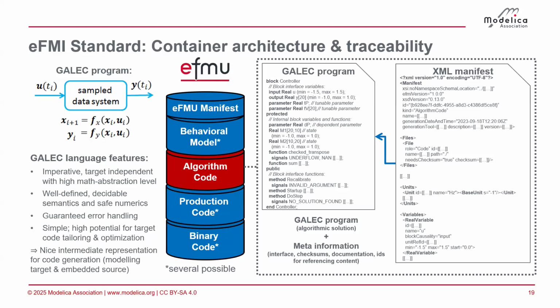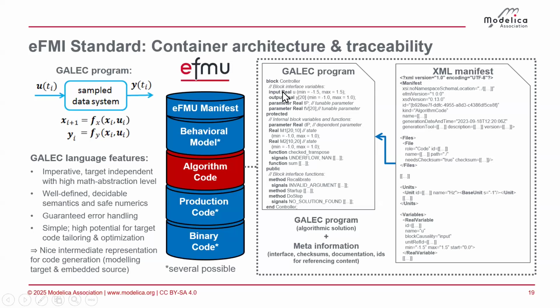You have the Gallic program, and then in the algorithm code container, it looks a little bit like Modelica, but it's really only algorithms, imperative. And there are also improvements compared to Modelica, like the error handling on this one. So it's not a Modelica subset.